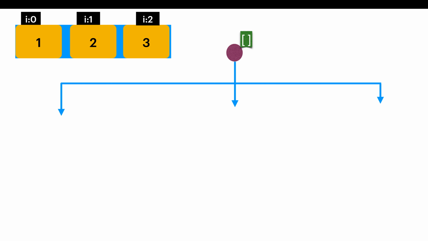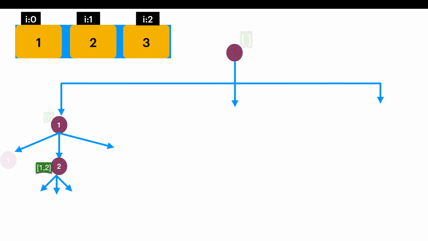So we initiate a recursive call with an empty list. We can start with any value. Let's start with index 0, which is element 1. As we choose element 1, add element 1 to the list. So now the list becomes 1. Now we have three possibilities. Obviously we cannot choose element 1 because 1 is already present in the list. So let's move on to element 2, which is not present in the list. So we add element 2 to the list, and it becomes 1, 2.